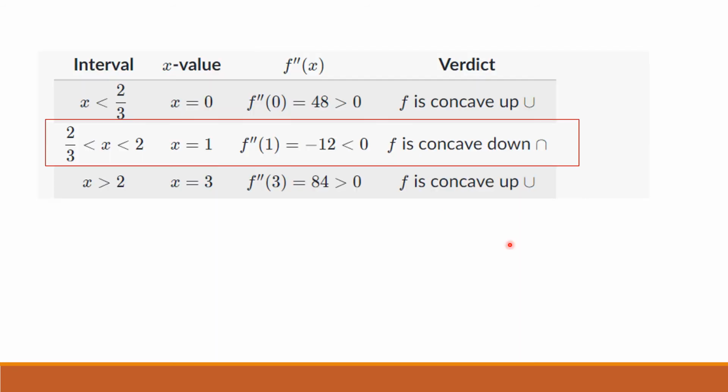I do my table with the 3 intervals. I choose points in each interval, any point you want to choose in the interval, and here instead of f dash x for increasing decreasing, it's now f double dash x to know if it's concave up or down. Substitute it in the first one: positive concave up, negative concave down, positive concave up. The question was asking about the interval where it is concave down, so this is from 2 over 3 to 2.